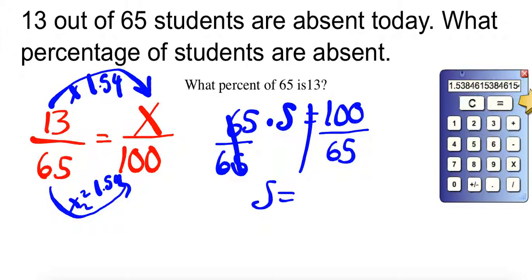So I'm going to directly multiply this in my calculator by 13. So 13 times 1.54 is going to give me 20. So I know that 20% of the students are absent today because there are 13 out of 65 students who are absent.